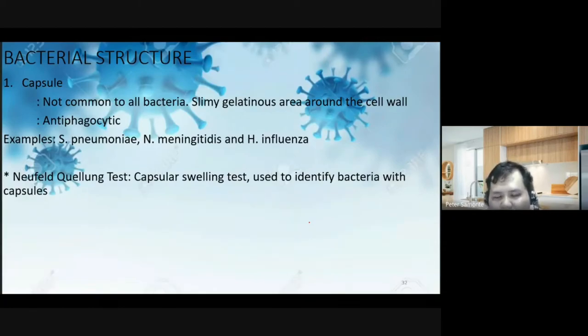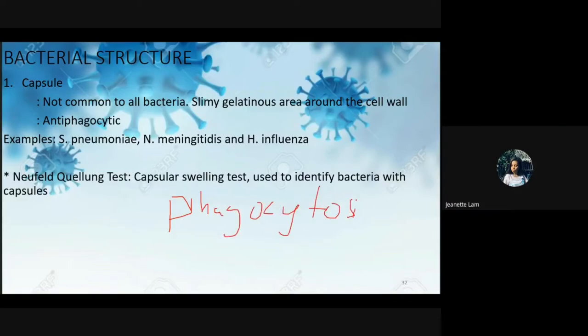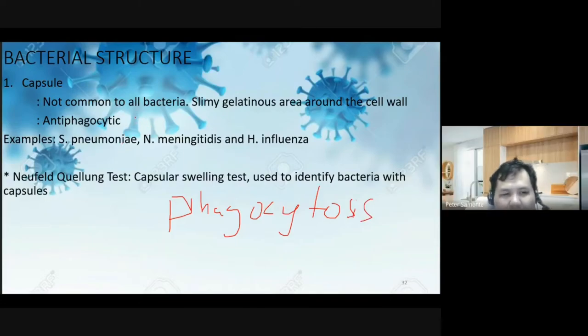Now, first one, class, would be your capsule. Your capsule, class, is not common to all bacteria. This is a slimy, gelatinous area around the cell wall. And it is anti-phagocytic. Class, who can tell me the meaning of phagocytosis? Cell engulfing, cell eating. All right, very good. Now, anti-phagocytic, class, your capsule would increase the resistance of your bacteria from being eaten.